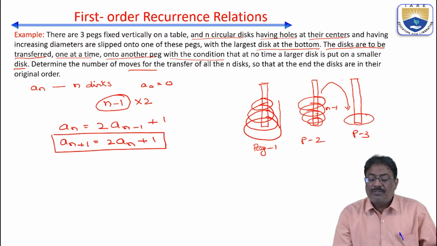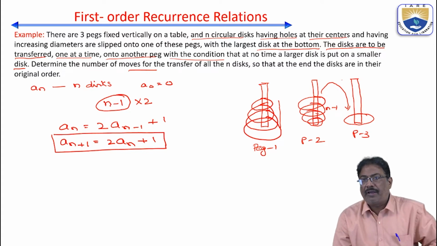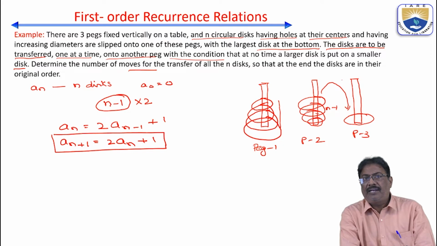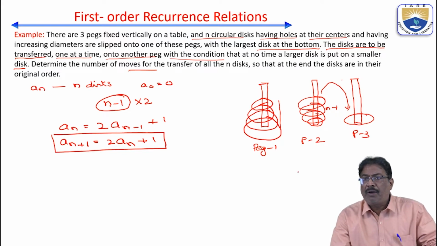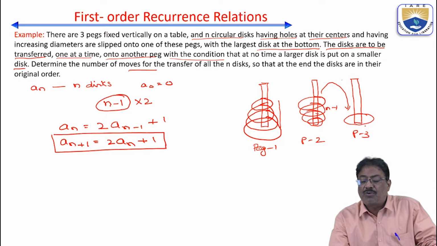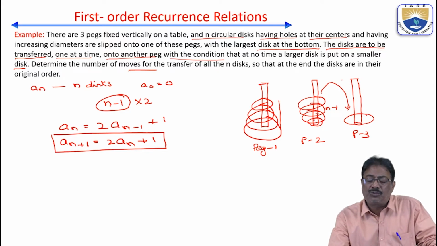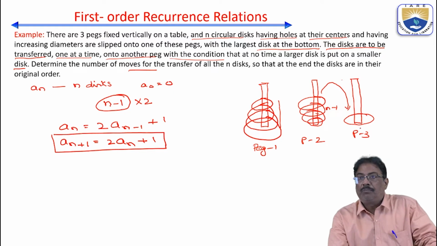So here n circular discs are arranged on peg 1, whose diameter goes on reducing as it reaches the top. Then we move the n minus 1 circular discs onto another peg P2, and then the larger circular disc we move to P3. So n minus 1 we move to peg 2, and the other n minus 2 we move in reverse order to peg 3.